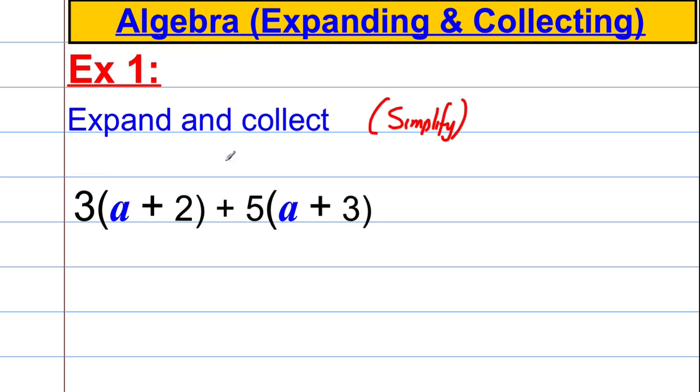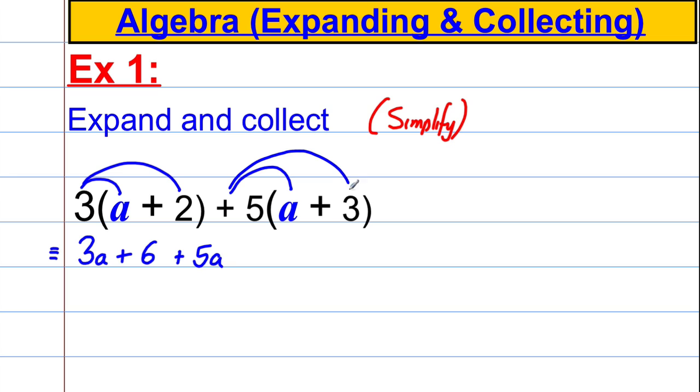Right, so let's do this question. Firstly, I'm going to go down the page and I'm going to use the identity sign to mean that what's here is identical to the expanded version. 3 multiplied by a is 3a, 3 multiplied by positive 2 is positive 6. Positive 5 multiplied by a is positive 5a, and positive 5 multiplied by positive 3 is positive 15. Now we need to collect like terms.